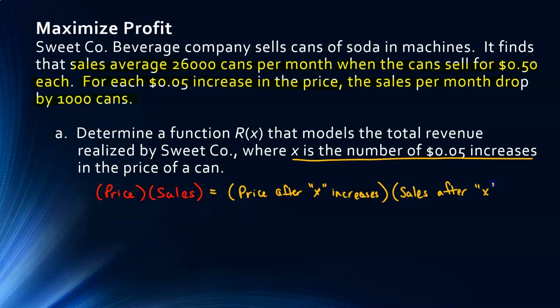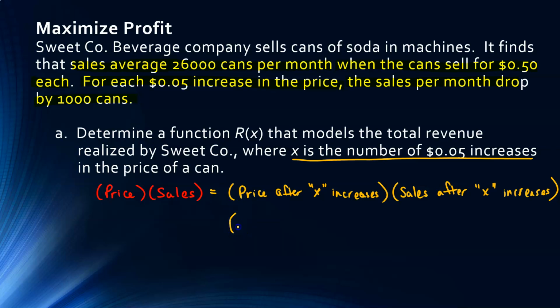If you notice, I'm putting these x's in quotation marks because I don't want you to think that's a multiplication symbol. It is not. That x there is referring to the x variable. So we would have the sales after a certain amount of x increases. So how do we represent these as expressions then? Let's start with the price after x increases.